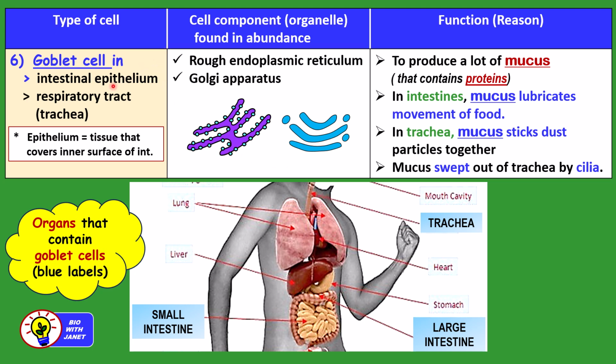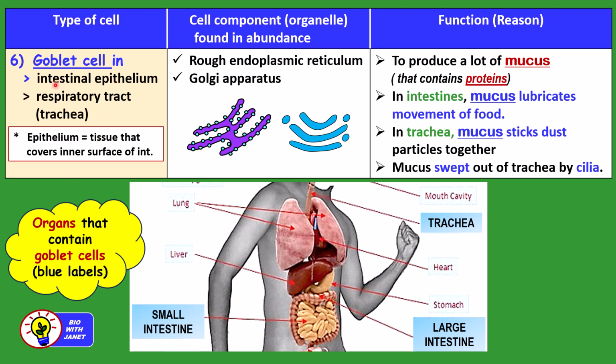Now let's discuss the goblet cell. So goblet cells also have a lot of rough endoplasmic reticulum and Golgi apparatus like the pancreatic cells, but for a different reason. Okay, so goblet cells are found in the intestinal epithelium and the respiratory tract of humans. Respiratory tract here, especially the trachea, which is the windpipe of the body that helps connect the nose to the lungs, right? To allow air to flow into the lungs.